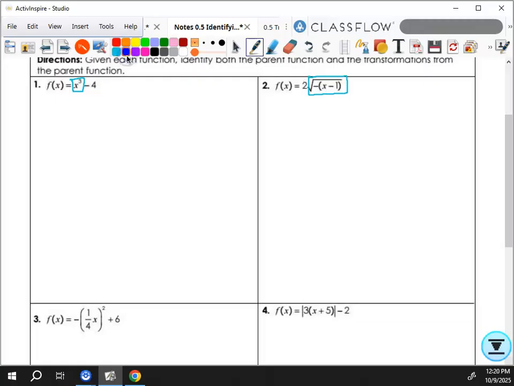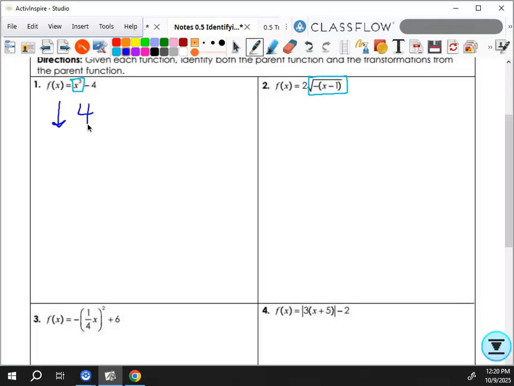So number 1, like I said, fairly simple. Nothing happens to x. All we have is this -4. So that's a vertical translation. Which way do we go? Down 4. So we can just draw an arrow down 4. Or you can write down 4. Either way, it's fine. Just really you need to know what it is.